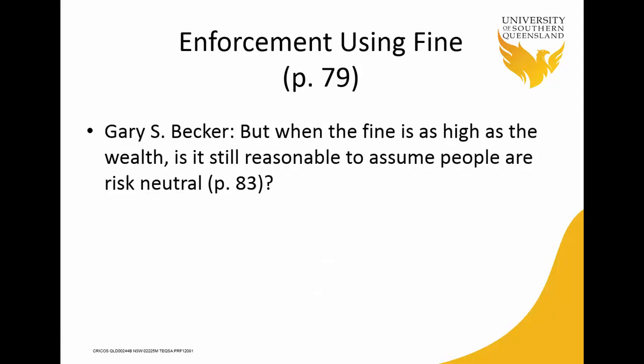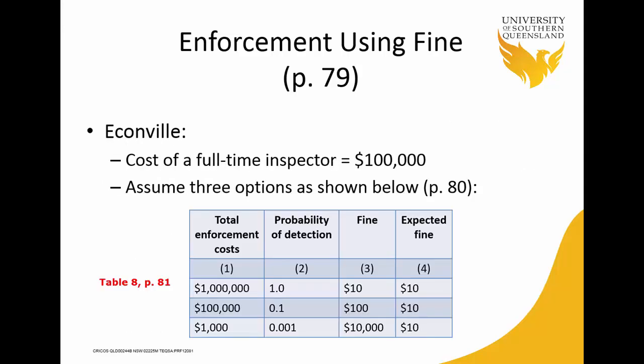But the question, of course, is, when the fine is as high as the wealth, $10,000, is it still reasonable to assume that people will still be risk neutral? Okay, when you are saying that I'm going to impose this fine, as we saw here, because we chose to go with the third option, so now you're saying I'm going to impose a fine of $10,000 on anyone who double parks. So the maximum possible fine, which of course reduces the costs faced by the council.